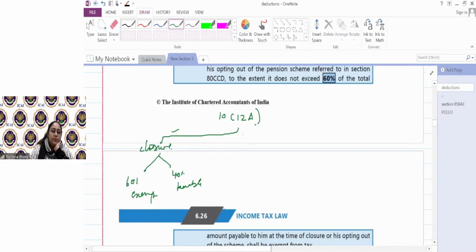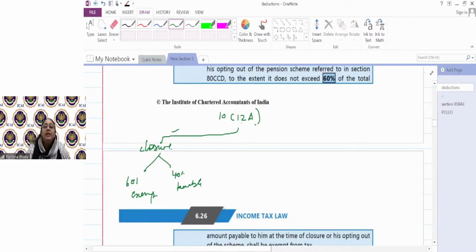Okay. Suppose I have made a contribution for 58 years. Now I don't want pensions. I want the entire amount altogether. So I will close my account and whatever amount, suppose I've received 20 lakhs, then out of that 8 lakhs would be taxable and 12 lakhs would be exempt.